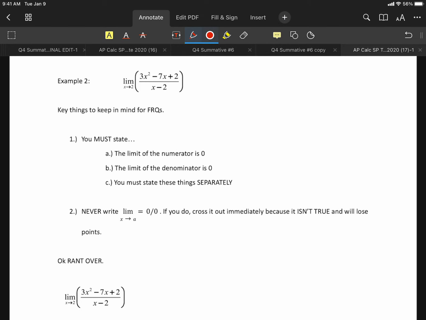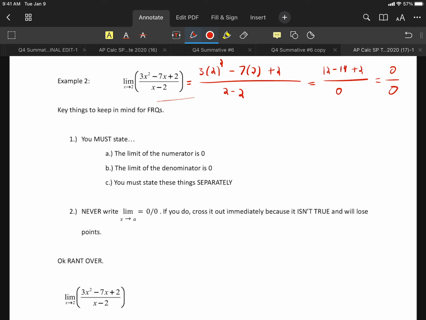So if we have the limit as x approaches 2 of this function here, and let's say I just jump straight into it, and I'm working out my FRQ, and I say, okay, this is 3 times 2 squared minus 7 times 2 plus 2, all over 2 minus 2. Alarm bells should already be going off. This would be 12 minus 14 plus 2 over 0. This is 0 over 0.